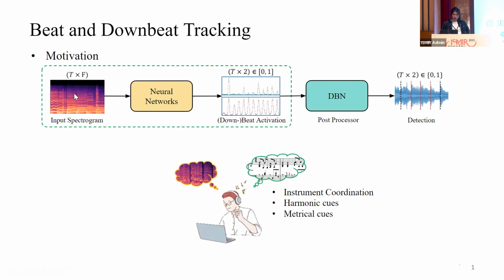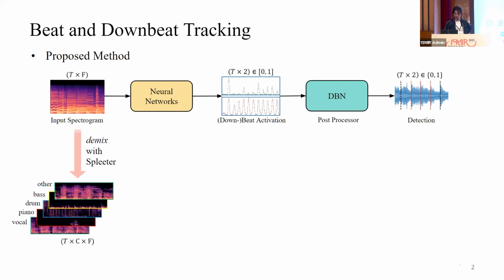So in this work, our intuition is that when a human tracks music beats, instead of relying solely on the spectral energy, we usually have a deeper musical understanding about the musical context. And such context in turn can help us track music beats in an easier and better way. To reflect our musical understanding in the model, one of our key proposals is demixed beat tracking.